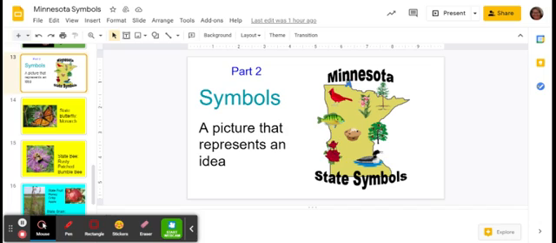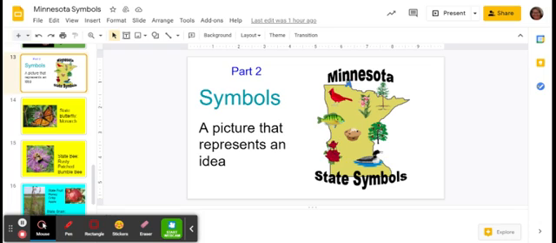We are talking about symbols. Symbols are very important, whether it's the state seal on our flag, whether it's our state bird, our state flower, our state fish, or our state tree. It's important because people learn about these symbols and what it represents to the people that live in Minnesota.